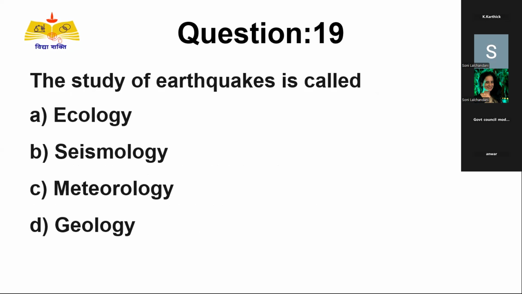The study of earthquakes is called A. Ecology, B. Seismology, C. Meteorology, D. Geology.